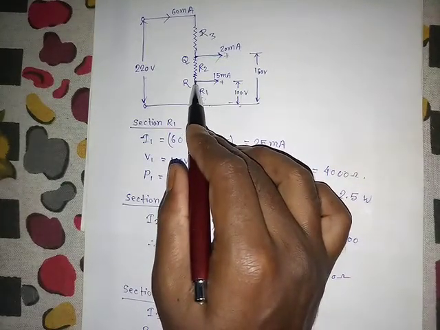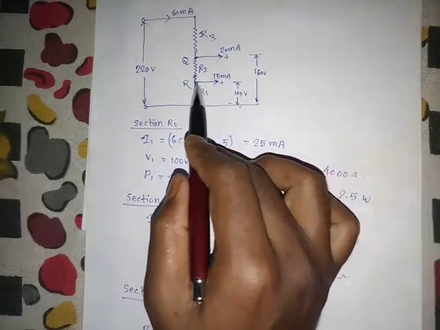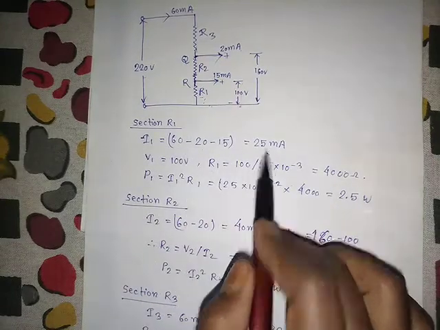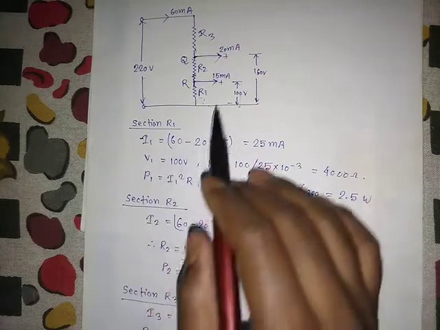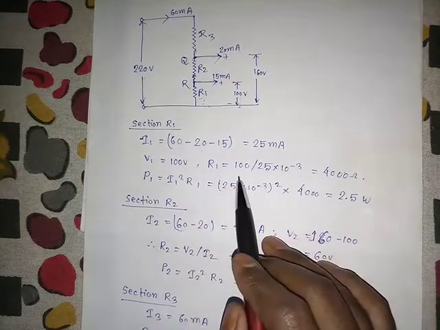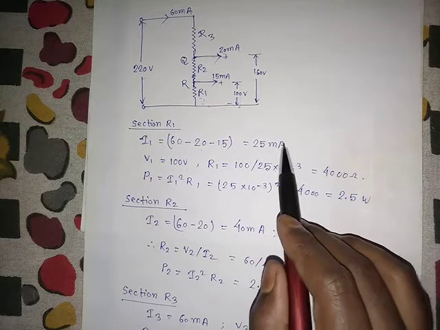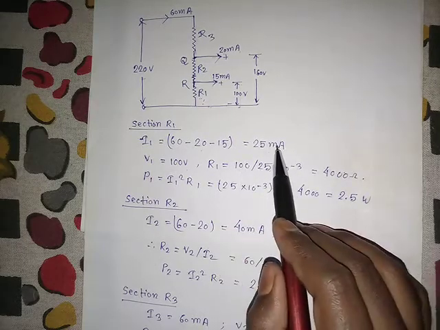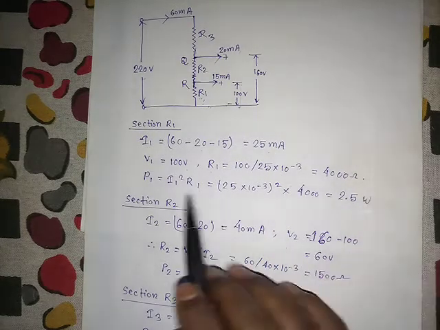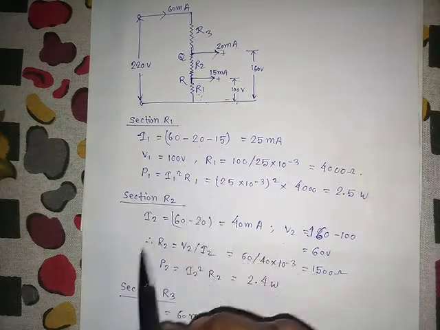Apply KCL again at this point R. 60 minus 20, and 15 is also outgoing, so minus 15. Our answer is 60 minus 20 minus 15 equal to 25 milliampere. V1, from this reference line, is 100 volt. So what is our R1? Using Ohm's law, R equal to V by I. I is in milliampere, so milli is 10 to the minus 3, and our answer is 4000 ohm. Power formula P equal to I square R, here P1 equal to I1 square into R1.